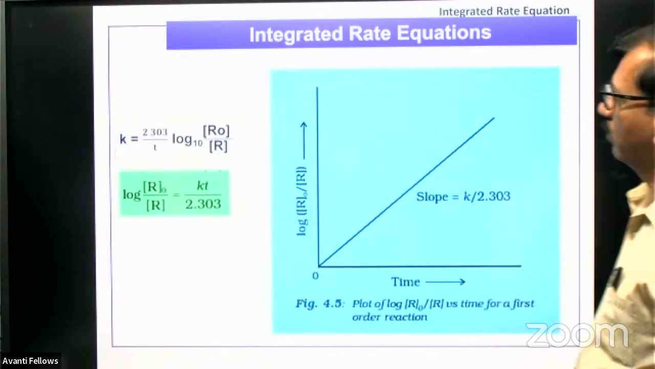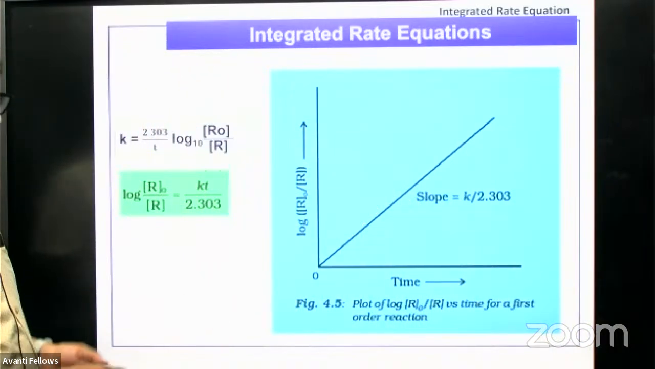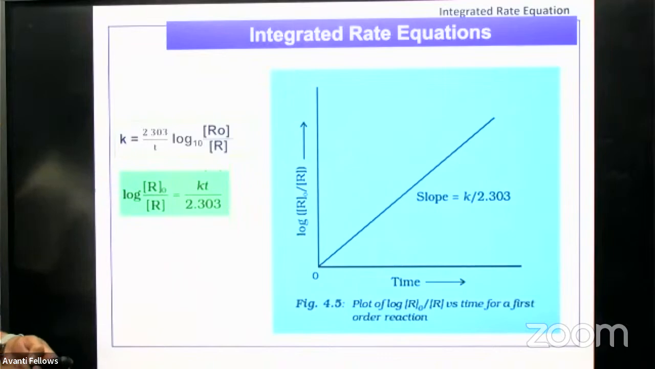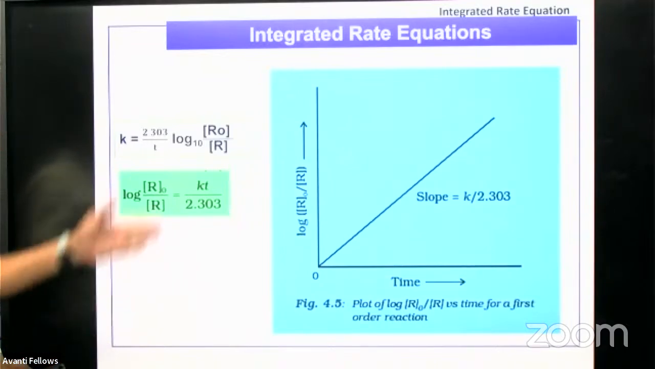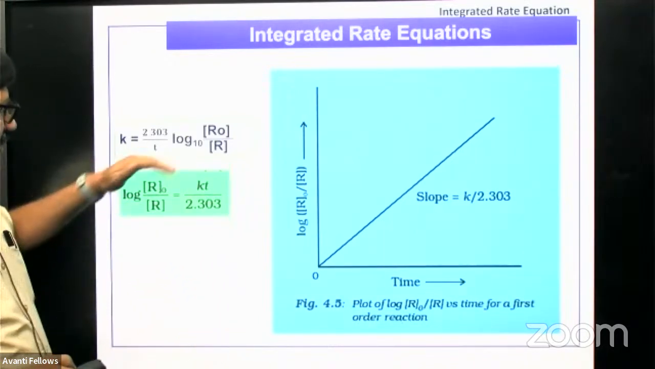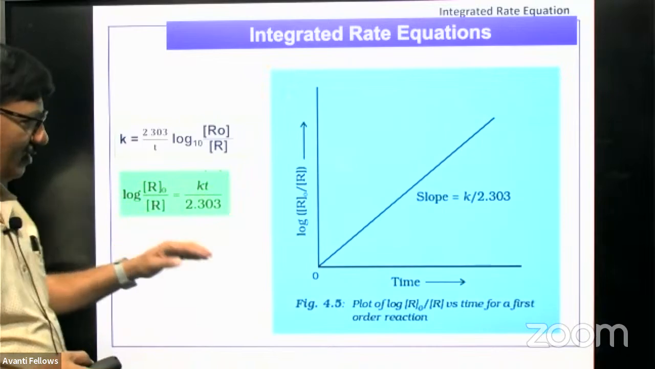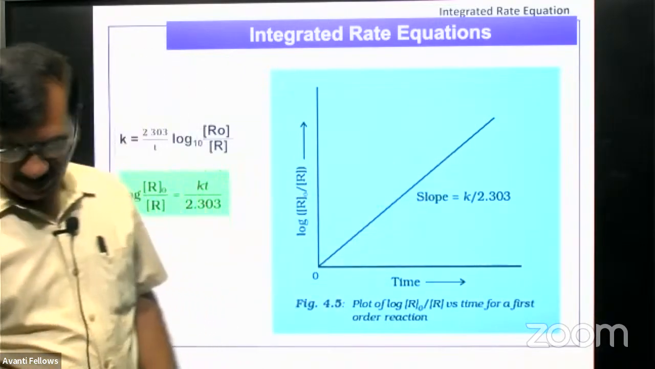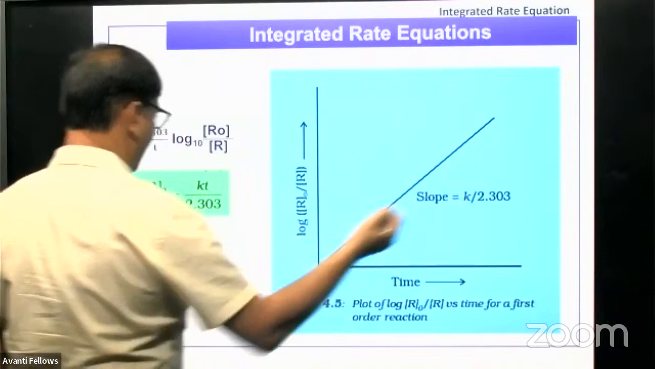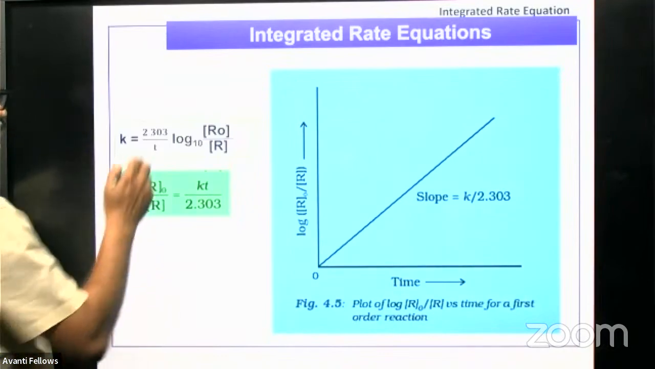Okay. So integrated rate equations. Integrated rate equations can be written in this way, right? K is equal to 2.303 by t log of R0 by R. So the various ways that it can be written, log of R0 by R is equal to Kt by 2.303. Now in this expression, if log of R0 by R is plotted, it has this kind of curve, and slope is equal to K by 2.303. So the various ways the equations can be written, that is the thing here.